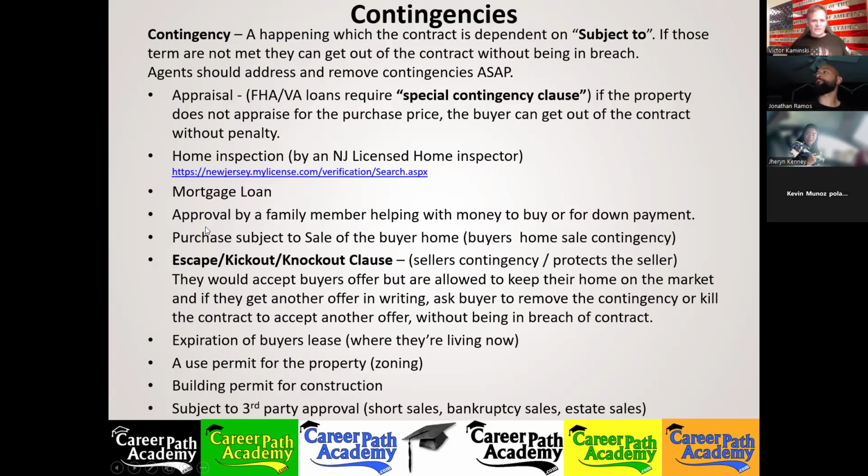Contingent upon getting a mortgage loan, approval by family members, purchase subject to the sale of the buyer's current home or lease ending. That's the escape or kick-out or knockout clause, which I have an explanation of here. Expiration of the buyer's lease where they're living right now. A use permit for the zoning. A building permit for construction, or subject to third parties' approvals.